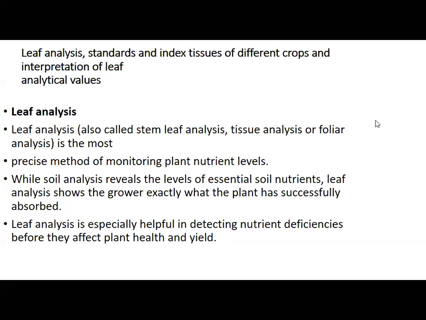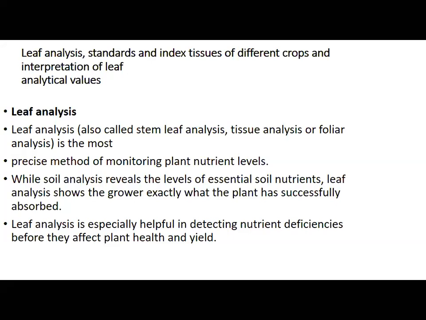Is there any question? You can write it on paper or ask me after the COVID period is over. This is all from my side about nutrient use efficiency and its management. Next, leaf analysis, standards and index tissues of different crops for interpretation of leaf analytical values.